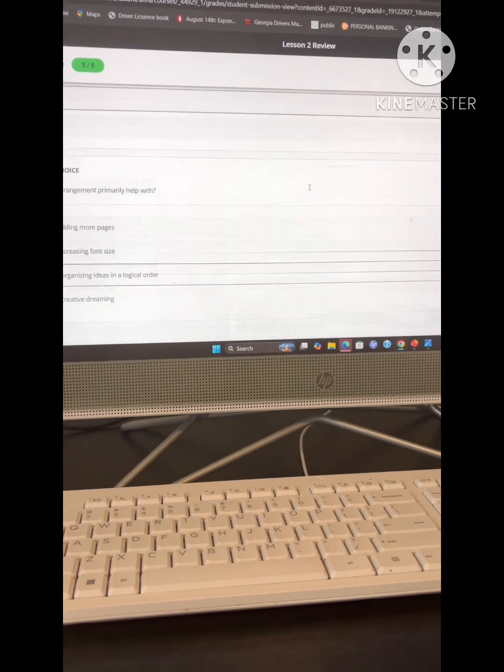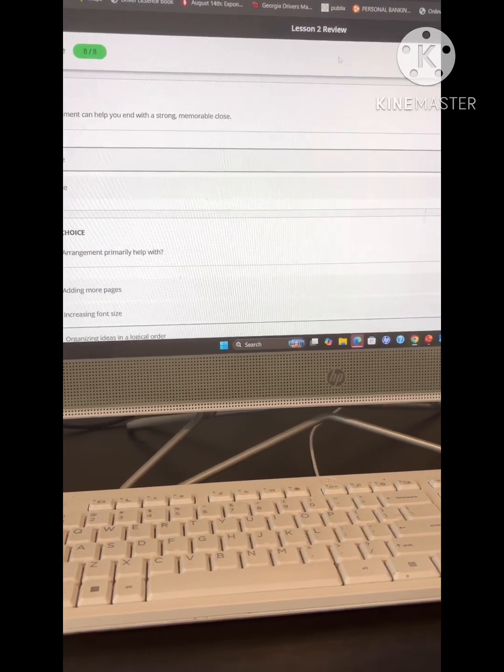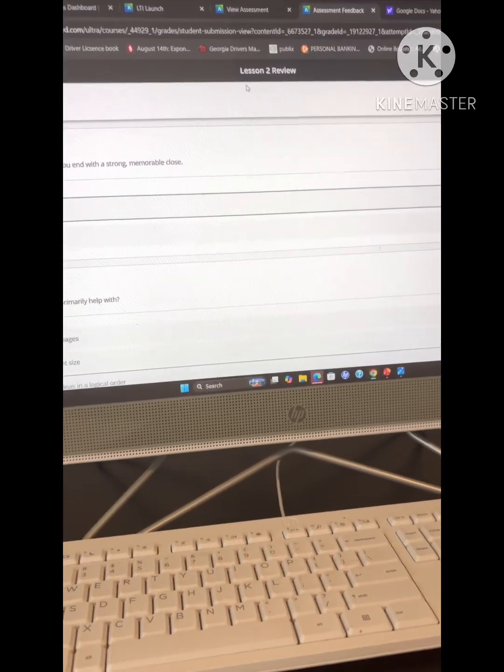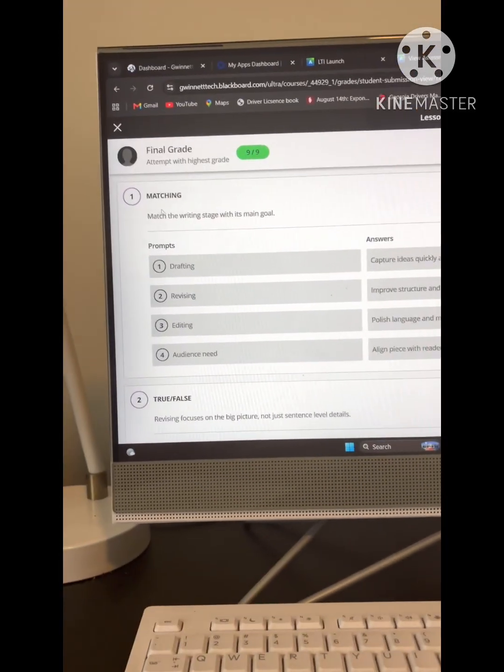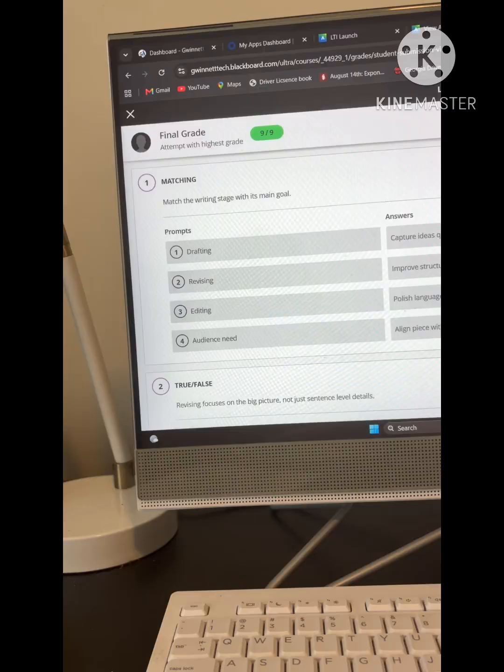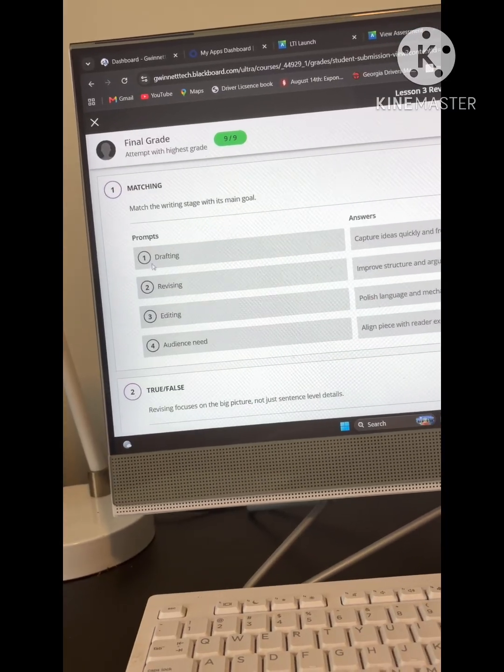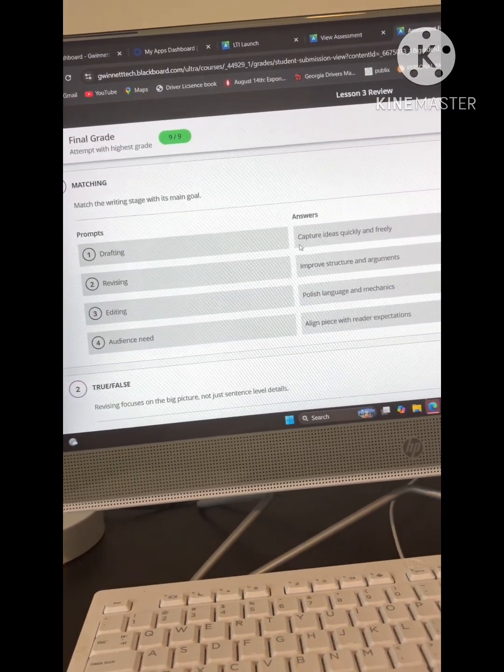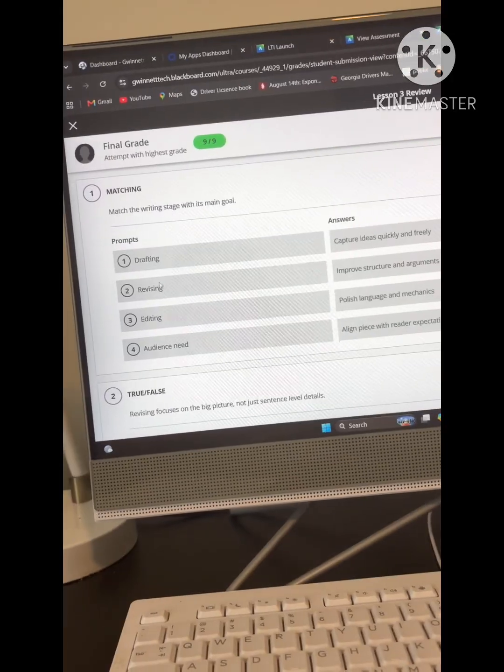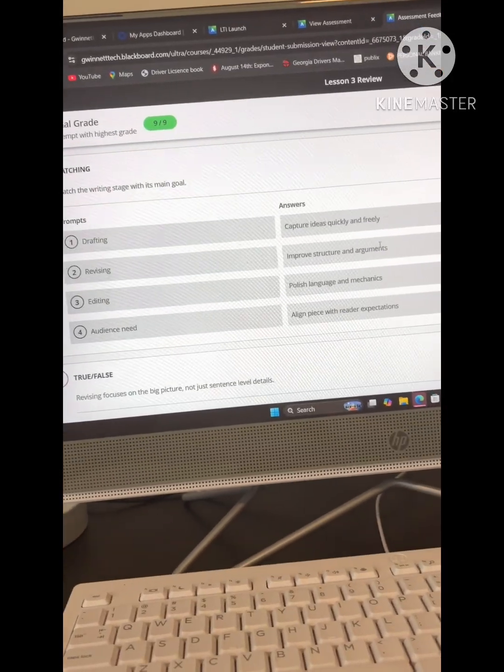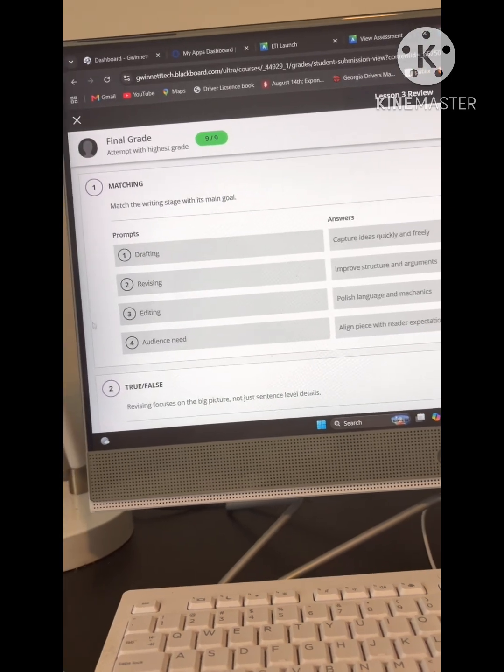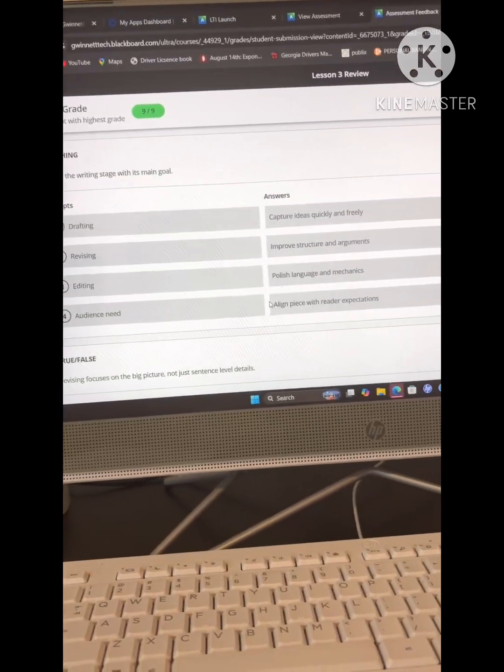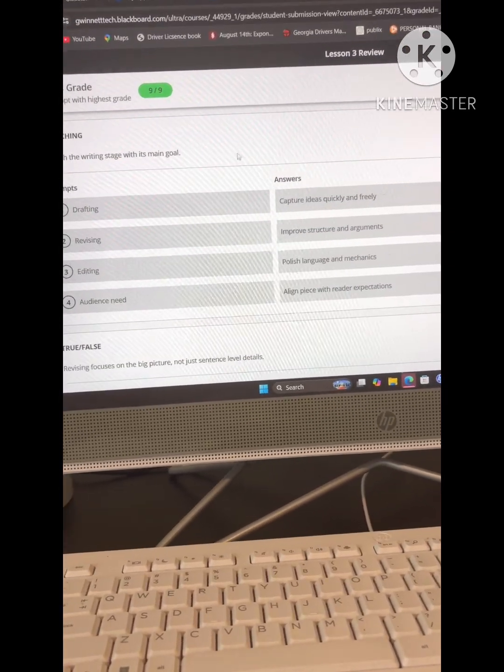So that's pretty much it for lesson 2 review. Now I'm going to move on to the last lesson review. So now we're at the lesson 3 review, and here we have match the writing stage with its main goal. Drafting, I put capture ideas quickly and freely. Number 2, revising, I put improve structure and arguments. Number 3, editing, I put polish language and mechanics. Number 4 is audience needs, I put align piece with reader expectations.